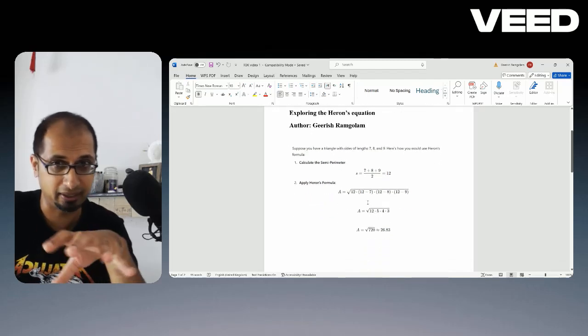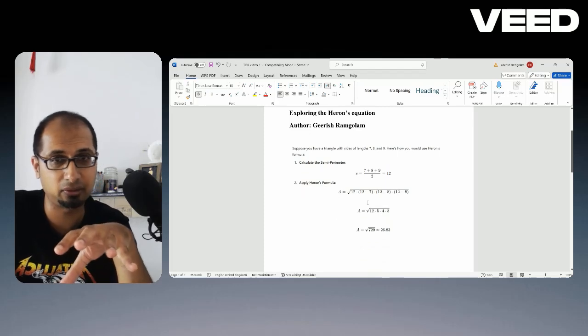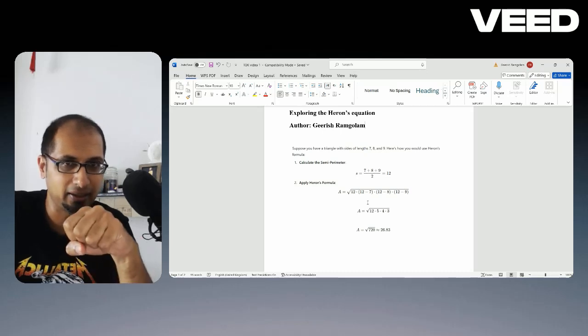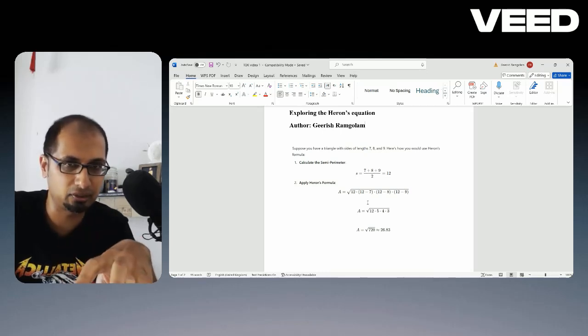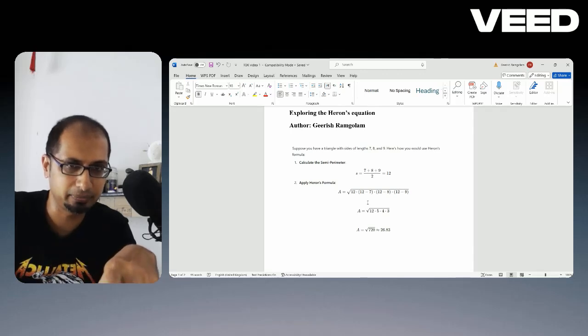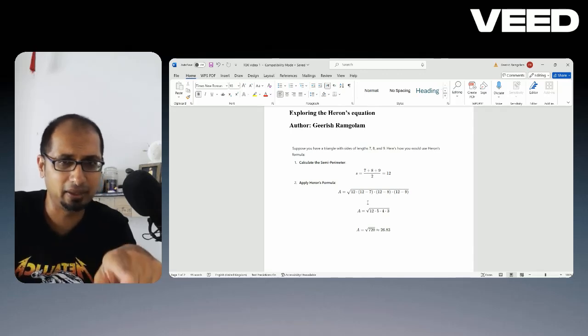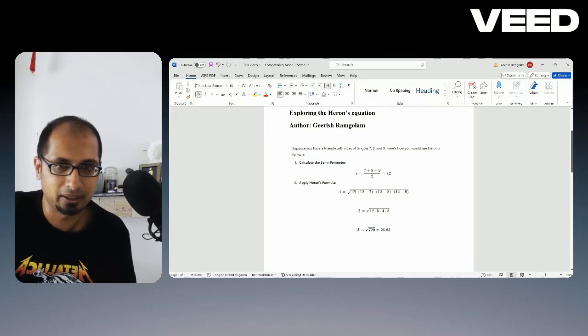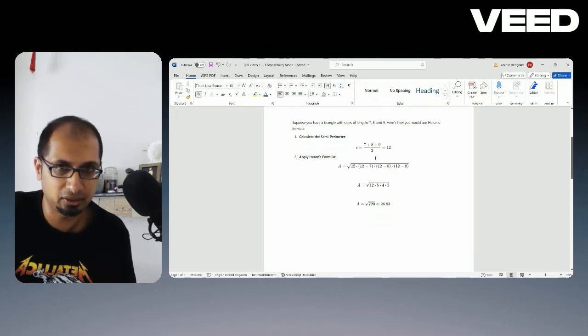So I've put an example for you. You can actually have a triangle having lengths 7, 8, and 9. And if you want to find the area of that triangle, you can calculate something called the semi-perimeter, where you add all the sides and you divide by 2. You get 12. And then that number 12, you can fit it in Heron's formula, which is here. So the number 12 gets put here. And then it's all under a square root.